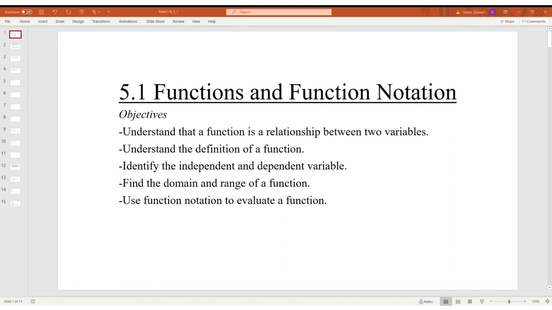Use the function notation to evaluate the function. So we will see function notation and we will see how to evaluate functions also. Sorry about that. Oh, my mic was off. Okay, let me start by definition. Looking at the definition here.